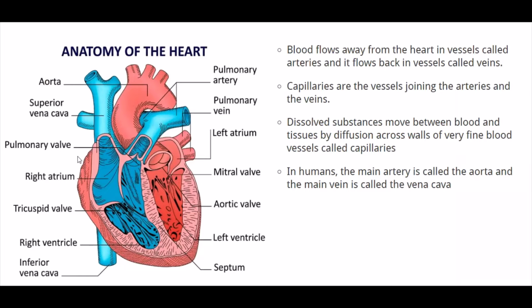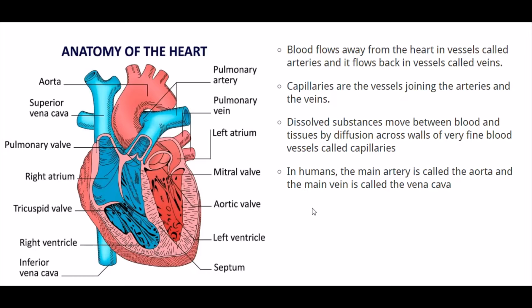The anatomy of the heart. We have this image showing us different parts of the heart: the aorta, pulmonary artery, pulmonary vein, left atrium, mitral valve, aortic valve, pulmonary valve, right atrium, right ventricle, and the left ventricle. And then we have the septum. And then we have the vena cava, the superior and inferior vena cava.